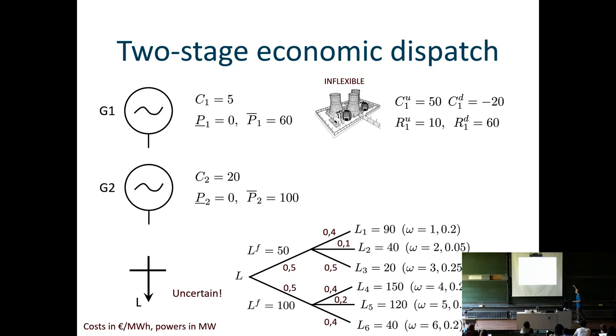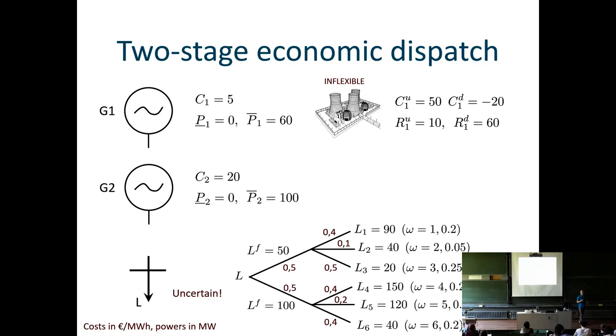And you can see that the unit is inflexible because its marginal production cost is 5, but the upward regulation cost is 50. So it means if you want me to move upward my production, it's going to cost me a lot because I'm a very big power plant, a very slow power plant, so my cost will be very high. Okay? And a downward regulation cost equal to minus 20.